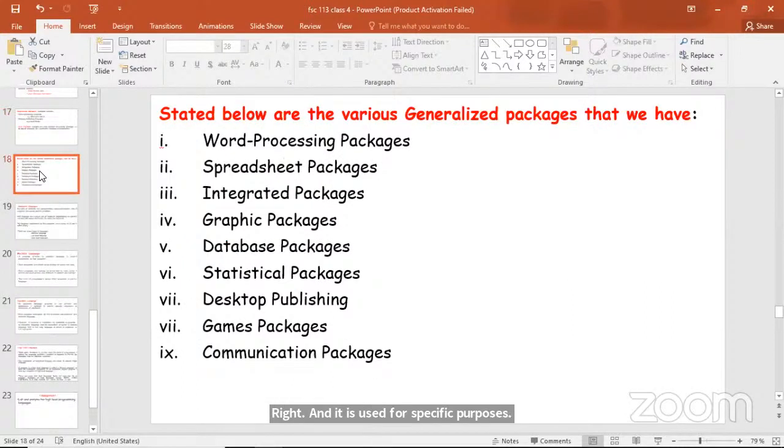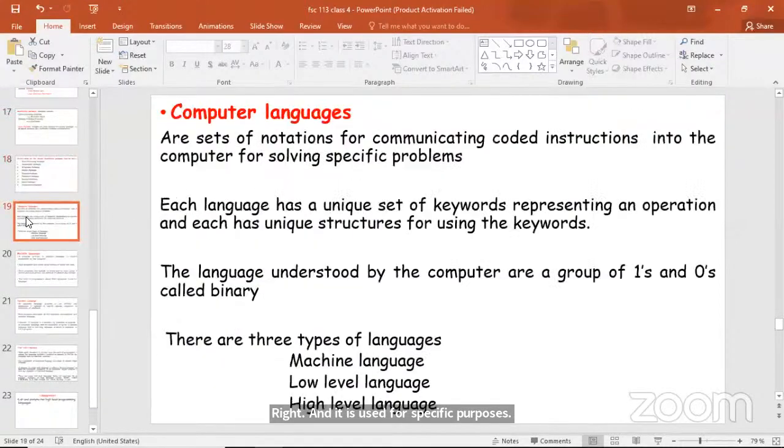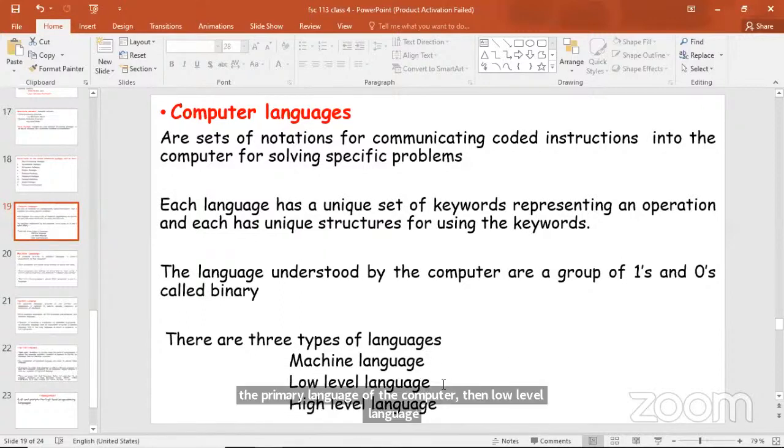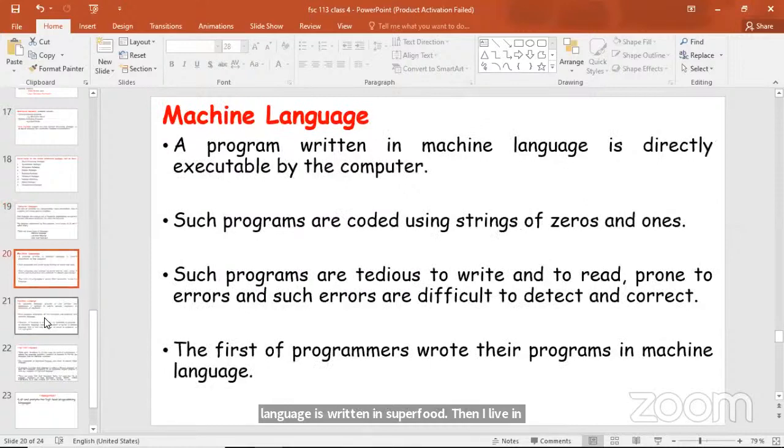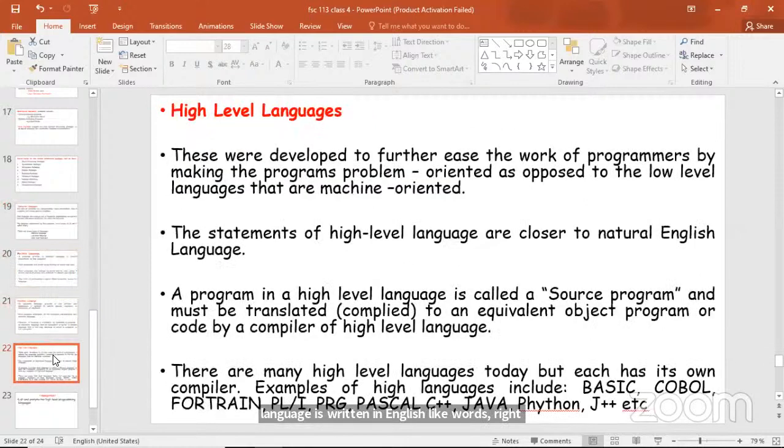These are generalized packages that we have. Then we have computer languages. We said we have machine language, low-level language, and high-level language. Machine language is called the primary language of the computer. Then low-level language is written in pseudocode. Then high-level language is written in English-like words, right? So all those are explained here.